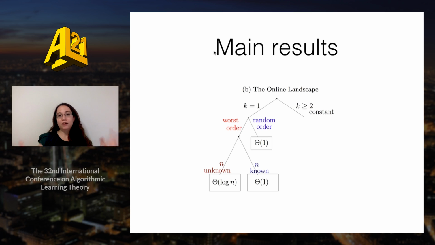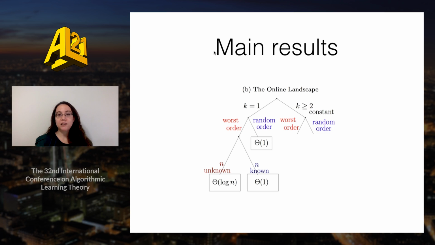Okay, so we covered the case of k equal 1. And already here, in this simple case where all the points are in one cluster, we already see some interesting effects. We see that knowing n impacts the result, and we exactly quantify by how much. Okay, so now let's move on to the case of k larger than 1.